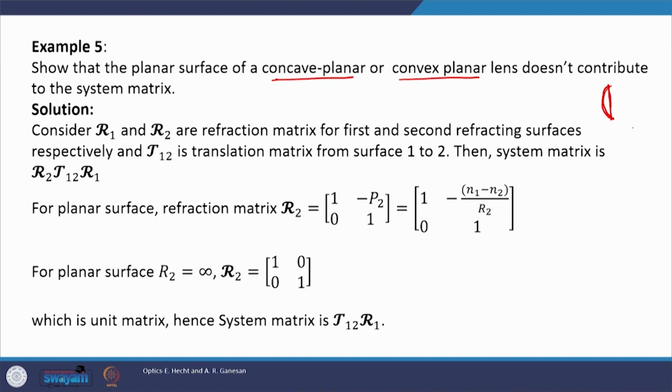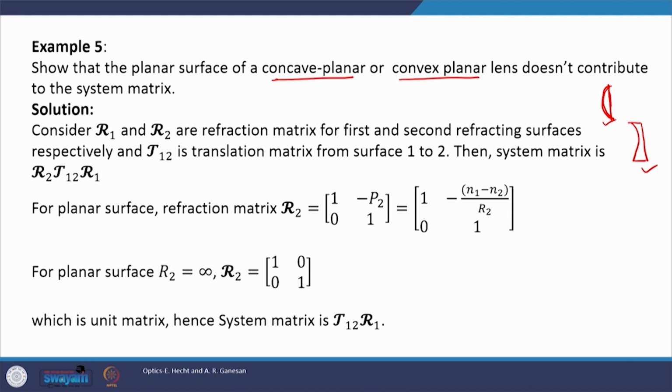This is one kind of lens. One surface is like this, the other is like this. This is the second kind of lens. This is convex planar and this is concave planar. These are the two types of lenses which the question talks about.